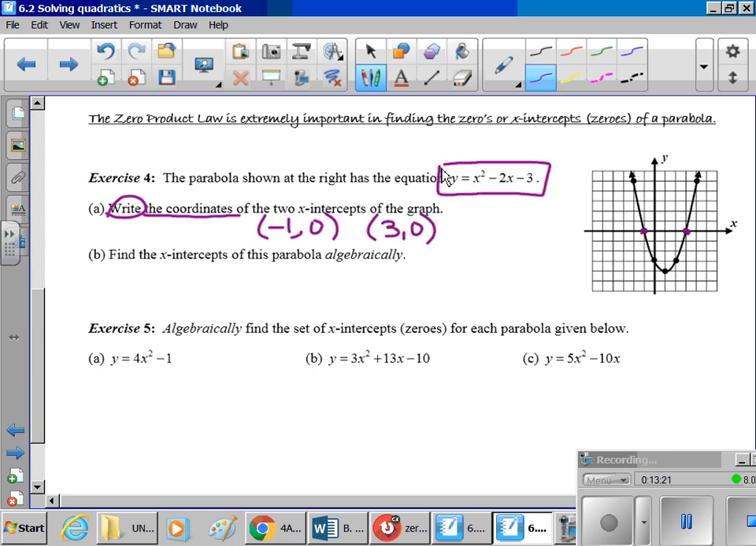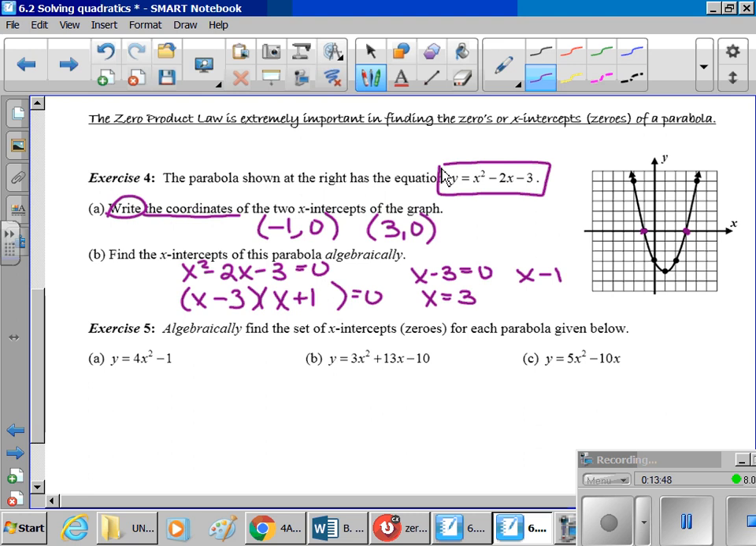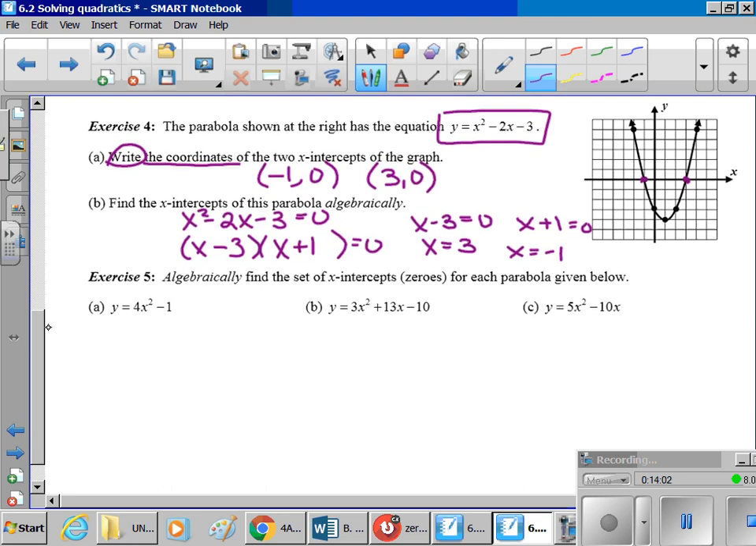Find the x-intercepts of the parabola algebraically. Well, algebraically means we have to do this by factoring, which we know everybody loves to do. So you have x minus 3 and x plus 1 equals 0. So then we'd have x minus 3 equals 0, which gives us our +3. We have x plus 1 is equal to 0, which gives us our -1. So it goes to show you that you can find your zeros by looking at your graph or doing it algebraically, especially if they can factor.